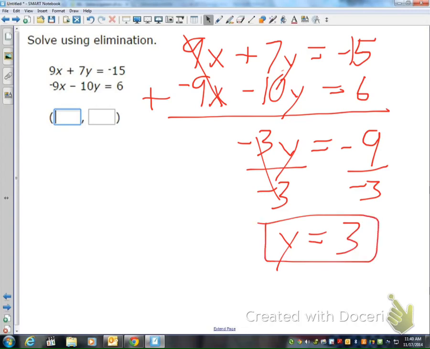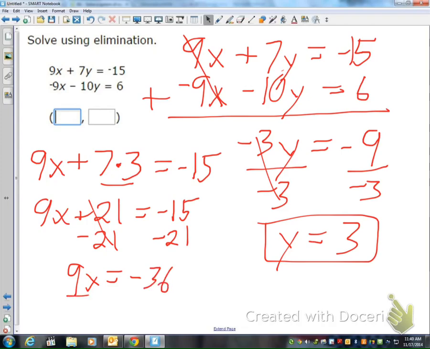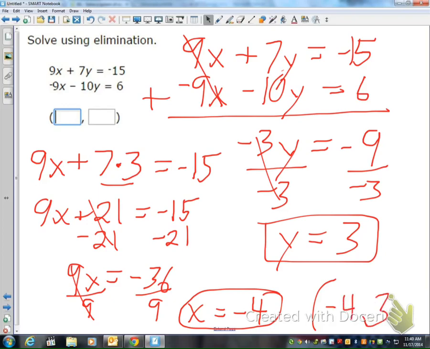And then I can plug that back into either equation. So let's do the first one. 9x plus 7 times y, which is 3, should equal negative 15. So I get 9x plus 21. I'm going to subtract 21 on both sides. So I get 9x equals negative 36. Divide by 9. And I get x equals negative 4. So my solution is negative 4, 3.